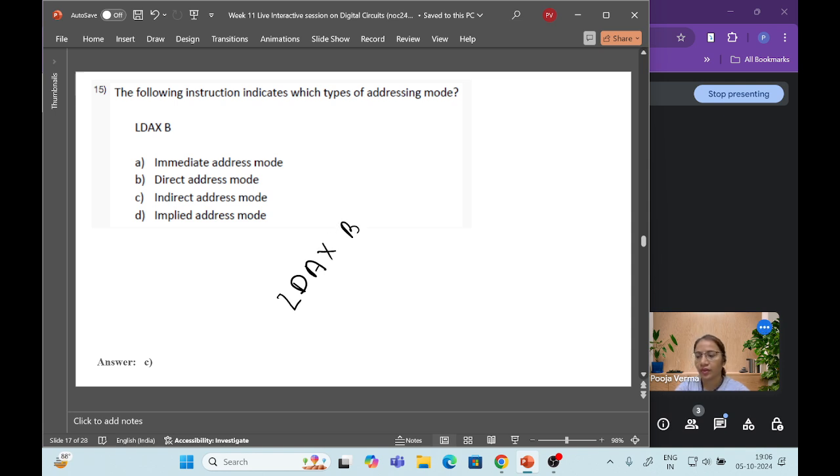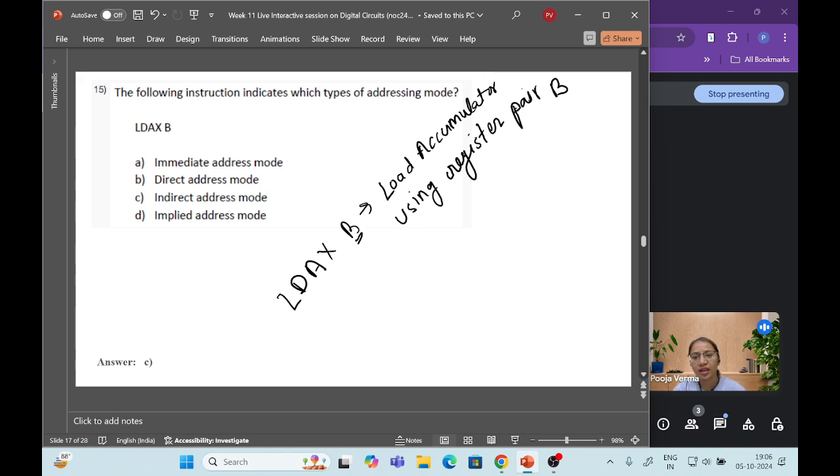LDAX P. So what does it mean? Load accumulator using register pair. Here the register pair is B, so register pair B. LDAX means load accumulator using register pair. Since the register pair is given, that means BC will be loaded.